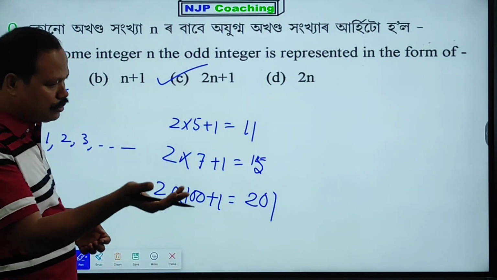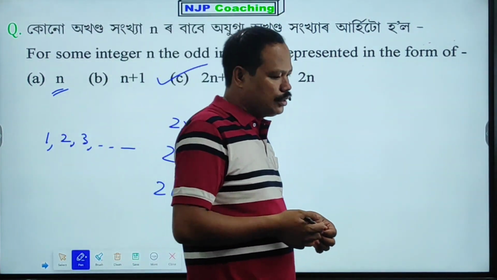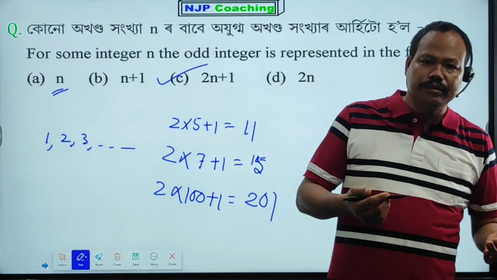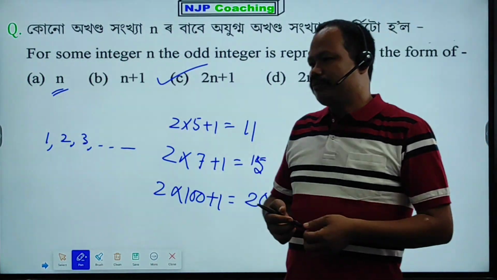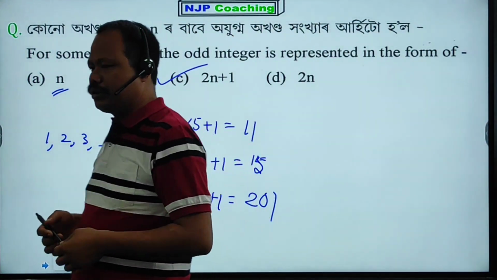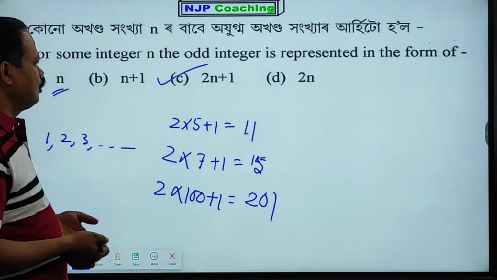We can say 4n plus 1 also, and sometimes 6n plus 1. 6n plus 1 is also a form. 4n plus 1 is also a form of odd numbers. But 3n plus 1 is not always odd, not always even, sometimes odd, sometimes even.